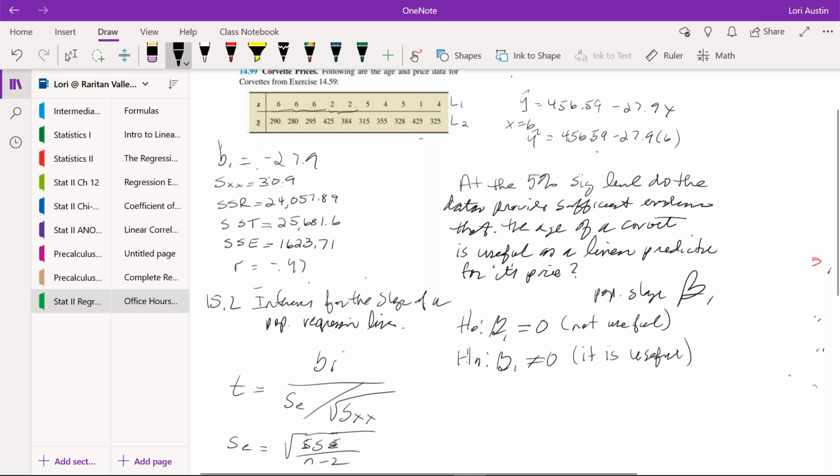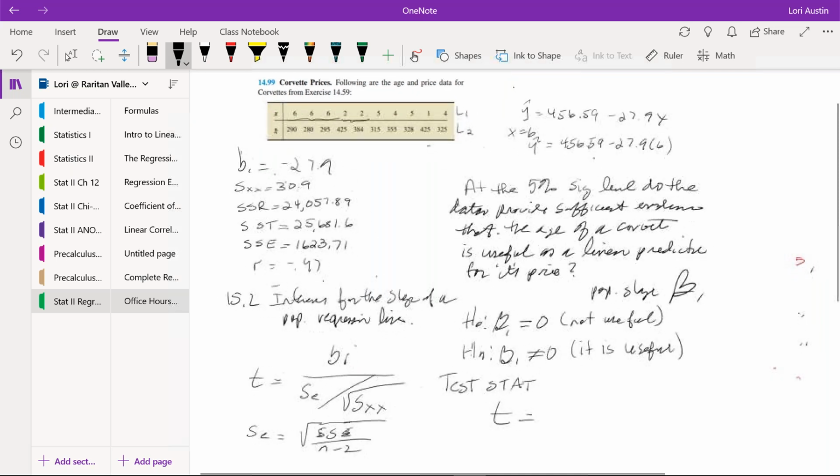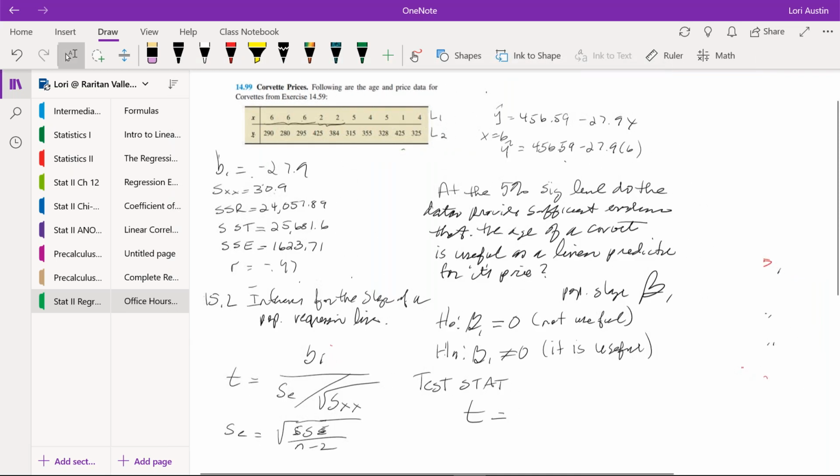So we basically have everything we need right now to calculate our test statistic. A lot of this information I took from what we did in last week's office hours when we worked out all this with the Corvette problem. So you're not going to have to find all this for each new problem. It'll already be given to you, or it'll be from a previous problem you worked on. So your b sub 1 is negative 27.9.